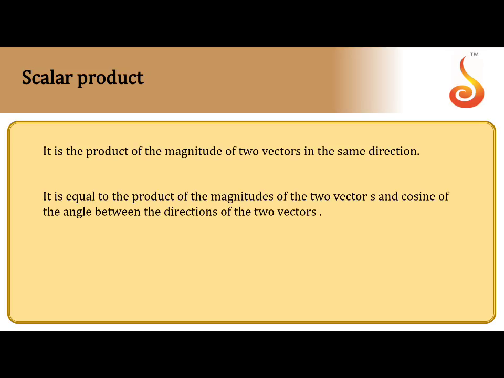Now, how do we define scalar product? Scalar product is defined as the product of the magnitude of two vectors which are in the same direction. If they are not the same in direction, the other way of defining it is the product of the magnitudes of the two vectors and the cosine of the angle between the directions of the two vectors.